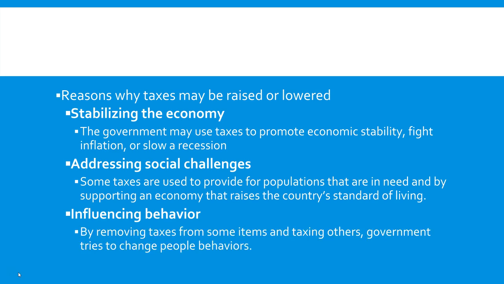Then also influencing behavior. By removing taxes from some items and taxing others, government tries to change people's behaviors. This would include things like the sugary drink tax that was placed in Cook County last year that quickly got removed. Cook County wanted people to cut down on those sugary drinks, and so they were taxing them. Other taxes that have to do with influencing people's behaviors would be the additional taxes on cigarettes, as well as additional taxes on alcohol.